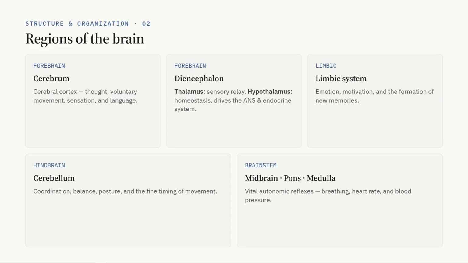The cerebellum, tucked at the back, manages coordination, balance, posture, and fine timing of movement. The brainstem, midbrain, pons, and medulla, runs the vital reflexes that keep you alive: breathing, heart rate, blood pressure. And the limbic system handles emotion, motivation, and formation of new memories. One connection to flag: the hypothalamus is the bridge to part 4. It's where conscious brain meets autonomic control.